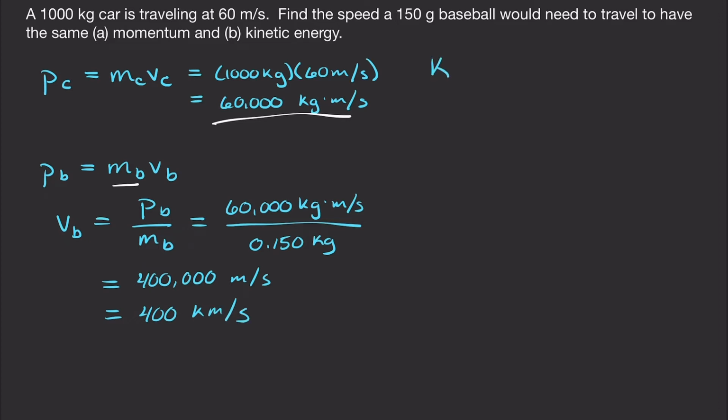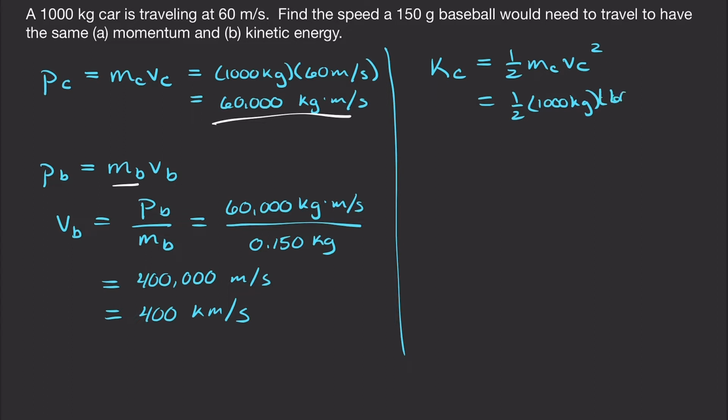For the kinetic energy, we need to do the same thing. So we need to find the kinetic energy of the car. So that's going to be 1/2 the mass of the car times the velocity of the car squared, or 1/2 times 1,000 kilograms times 60 meters per second, all squared, and that will be 1.8 times 10 to the 6 joules, or 1800 kilojoules. So now we can do the same thing with the baseball.